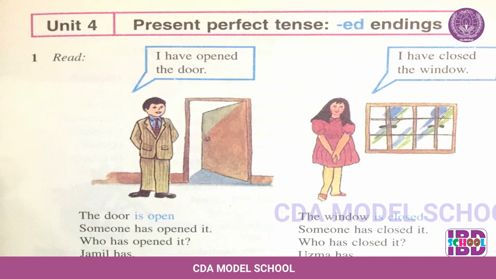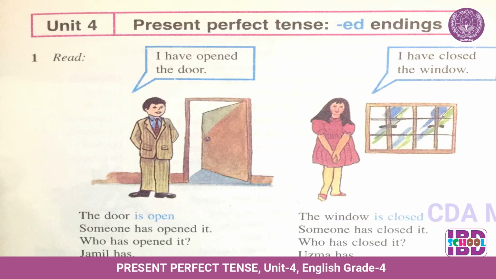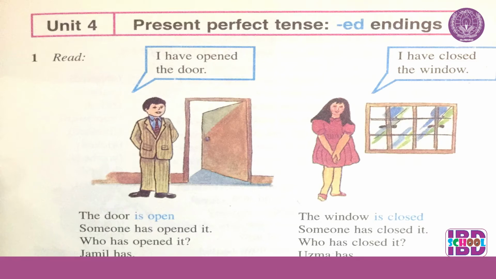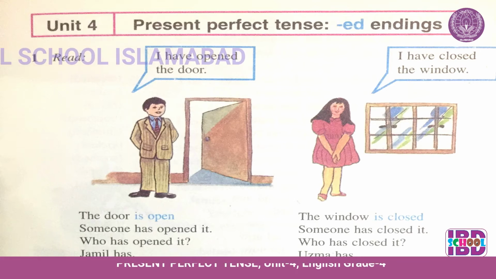So in this unit we are going to learn about present perfect tense, which means the action is complete. Present perfect tense shows that the action is complete, and we are going to make it by using has, have with the third form of the verb having ed endings.